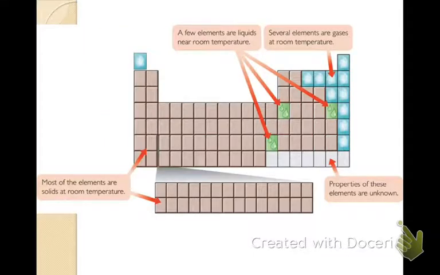The nice thing is that for liquids, there's only 3 elements that are liquid, only 2 that the Regents asks you about. Mercury, gallium, and bromine. So mercury and bromine are the 2 that they typically ask you about, but gallium is also a liquid, close to room temperature as well.